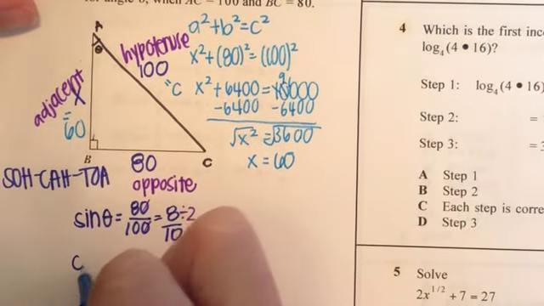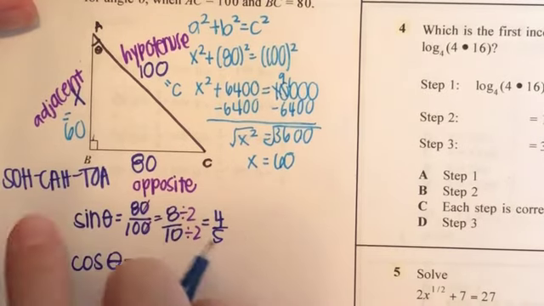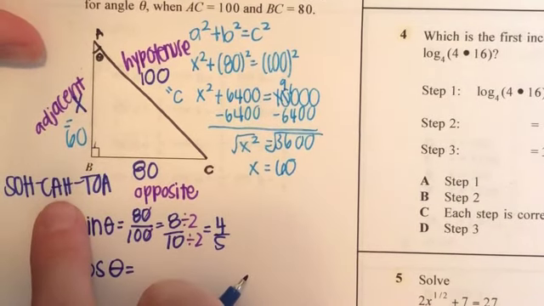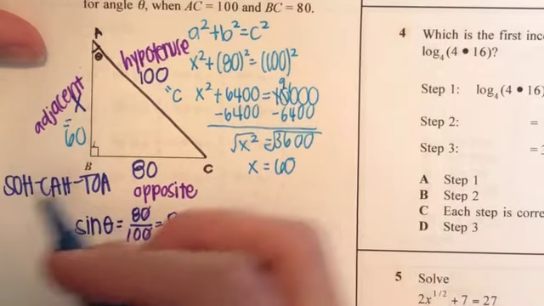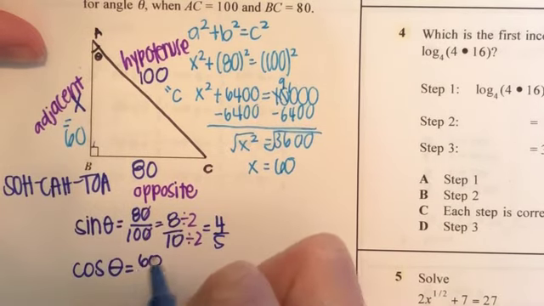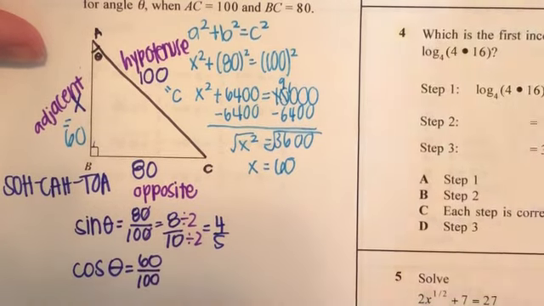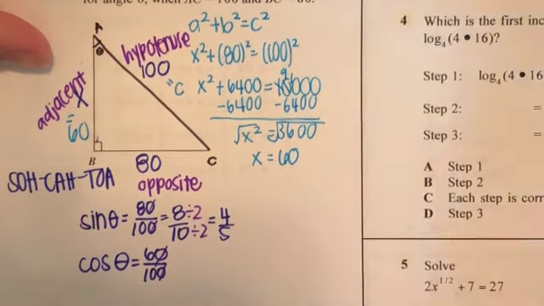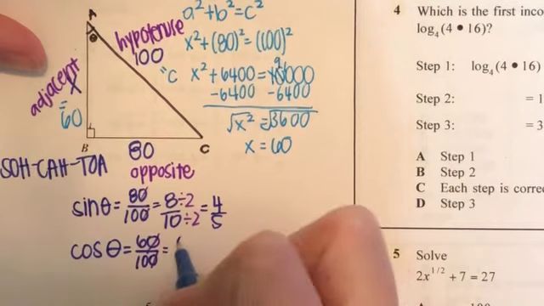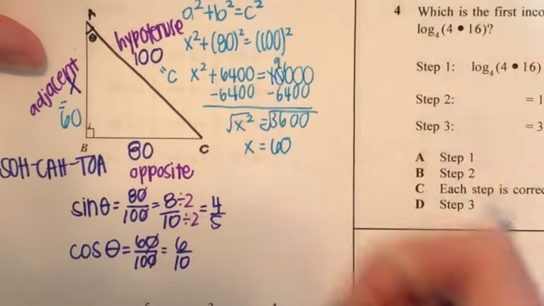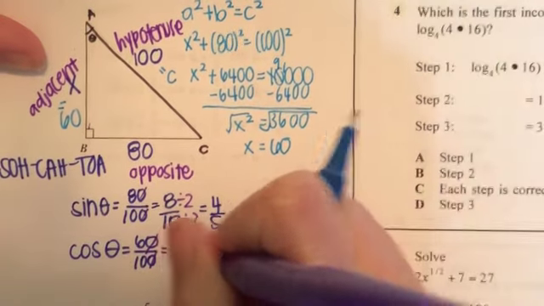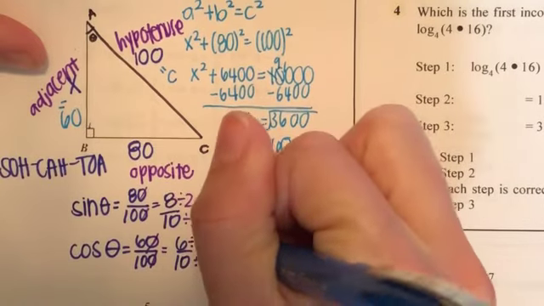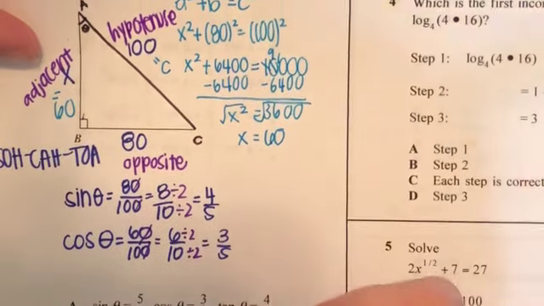All right, let's keep going. Cosine. And we use SOHCAHTOA to help us remember cosine is adjacent over hypotenuse. So it's adjacent 60 over hypotenuse 100. Again, divide out 10, top and bottom, and that cancels out as 0. We get 6 over 10. Then if we divide 2, top and bottom, we get 3/5. So our cosine is 3/5.